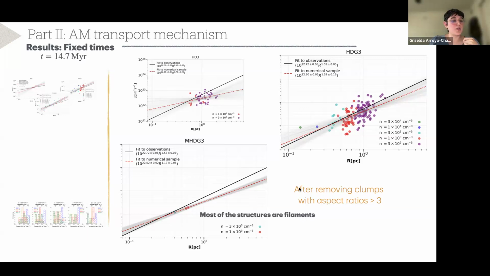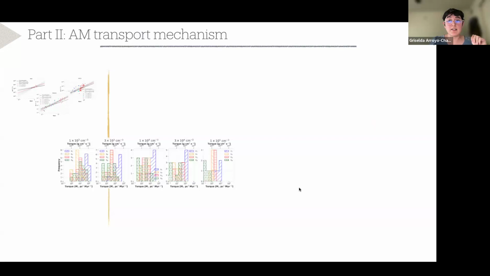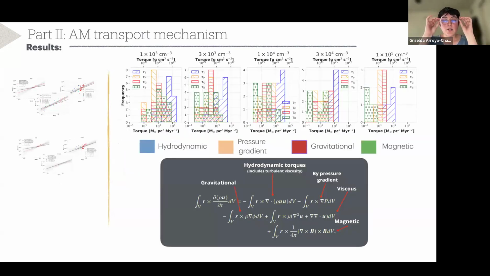But how do we know which one is the most important? Which one is the most relevant mechanism to remove this angular momentum? Is it the magnetic field, gravity, or turbulence? So we actually compute the torques, the terms on the right-hand side here.